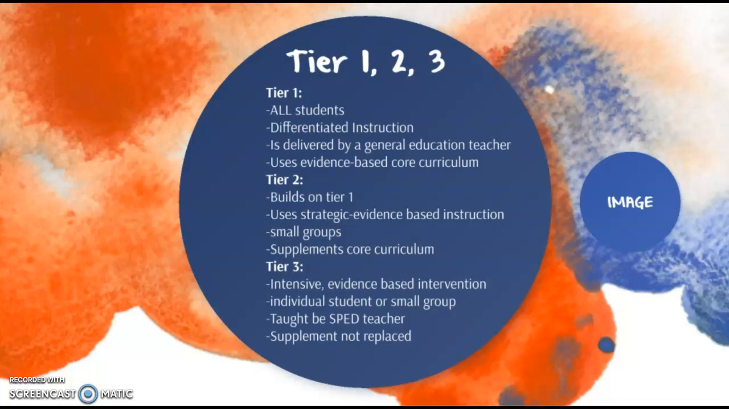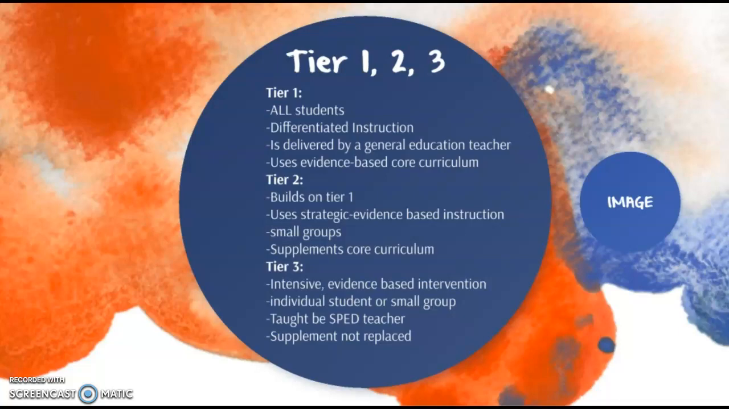And level 3 is the intensive evidence-based intervention. It can be done individually or in a small group, just depending on the situation. And it is mostly taught by a special education teacher, and the supplement is not replaced.